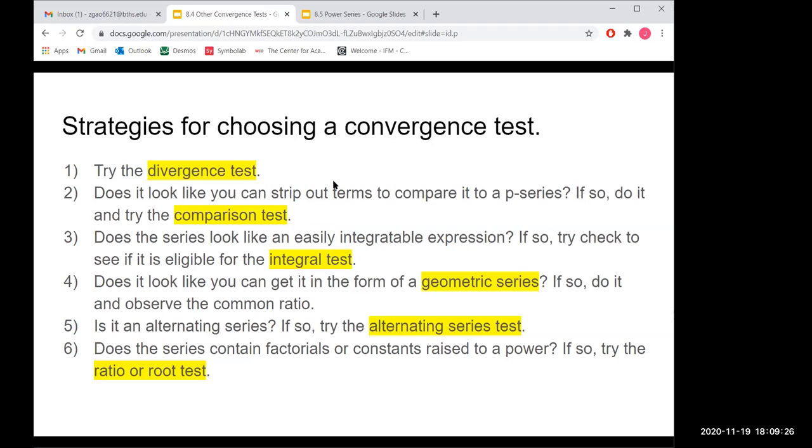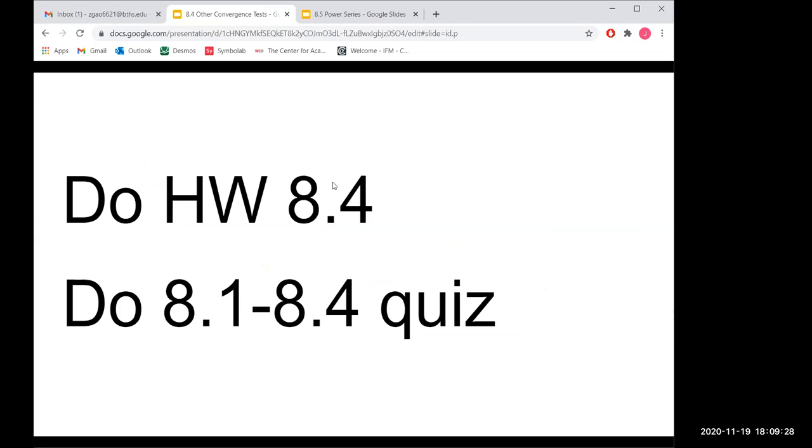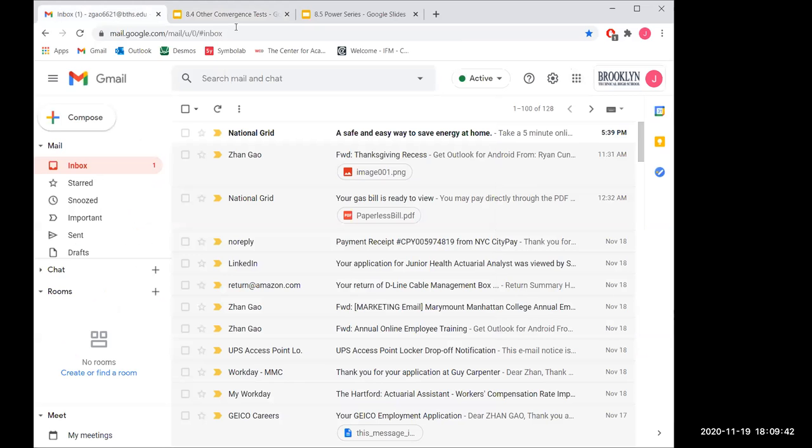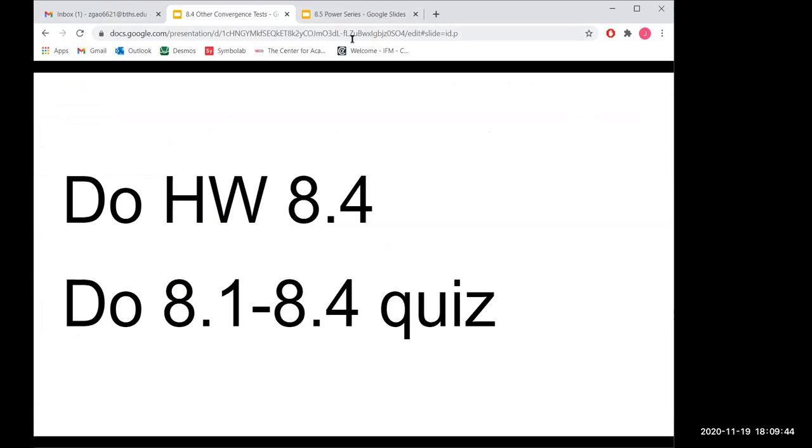All right, anyway, on your free time, you can try homework 5.4. There is also a quiz that covers sections 8.1 to 8.4, so do that as well. I don't think there were too many questions on it. So that's it for 8.4. Let's move on to 8.5.